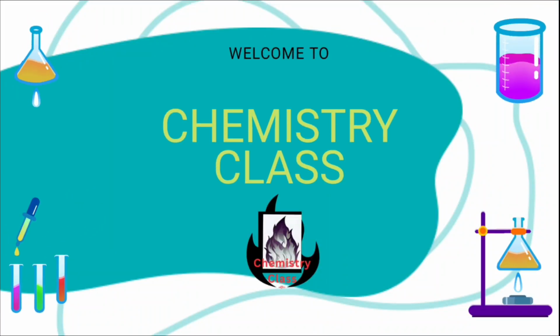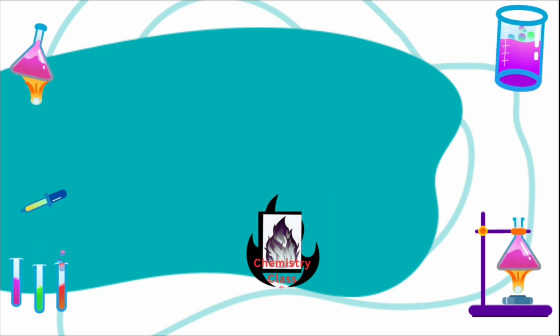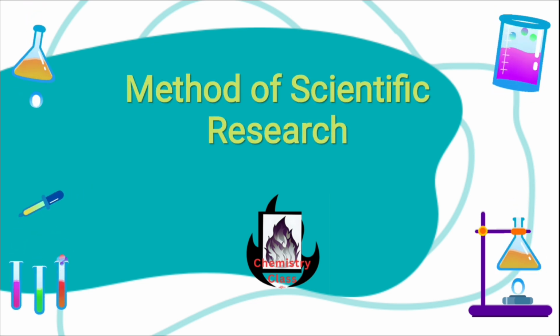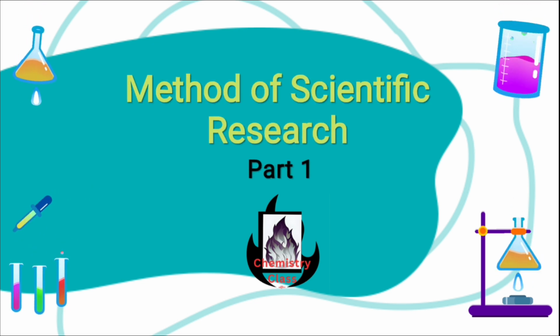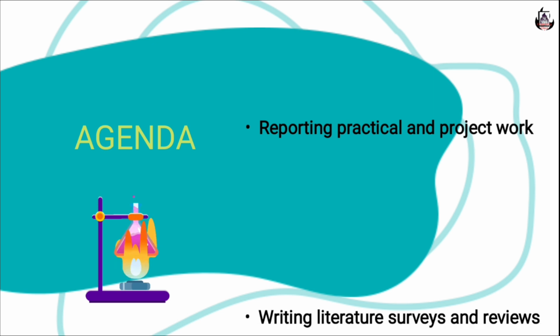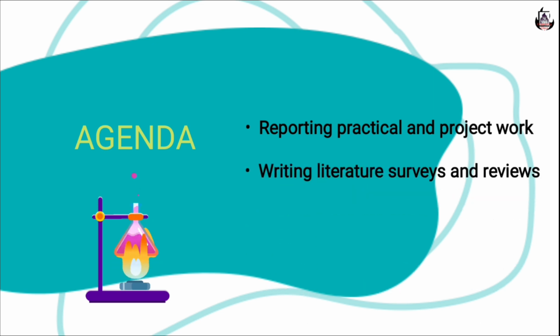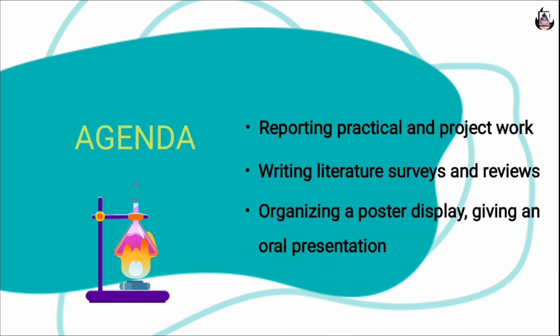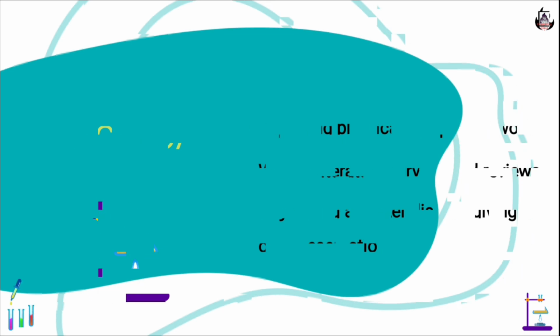Today we are starting with an important topic from chemistry, method of scientific research part 1. In this video, we'll learn how to report practical and project work, write literature survey and review, and finally organize a poster display or give an oral presentation.